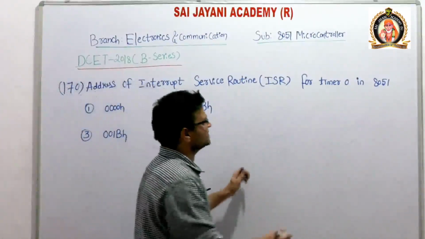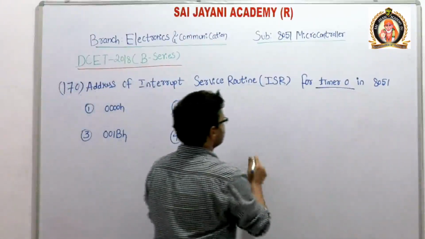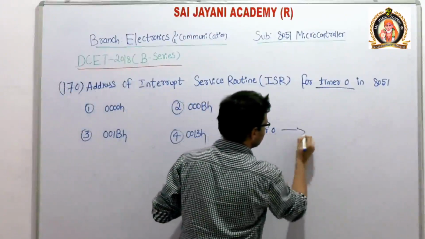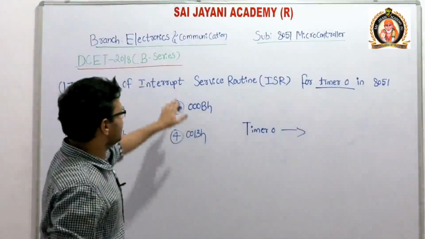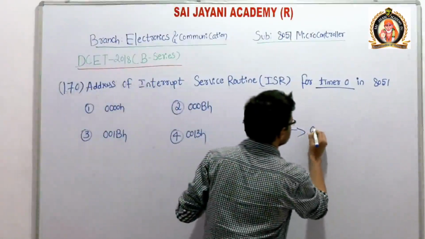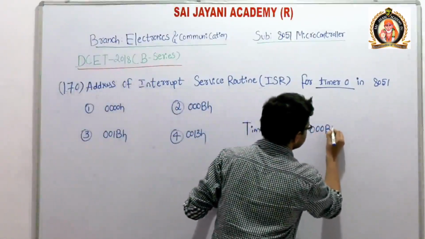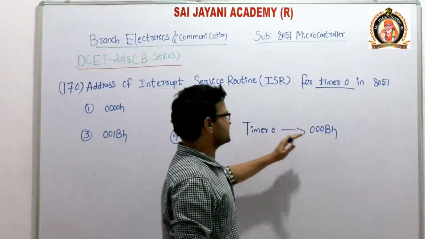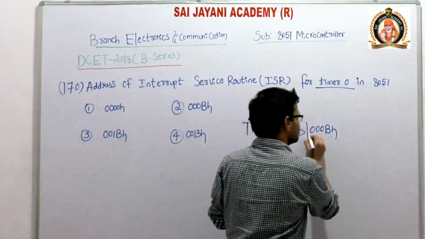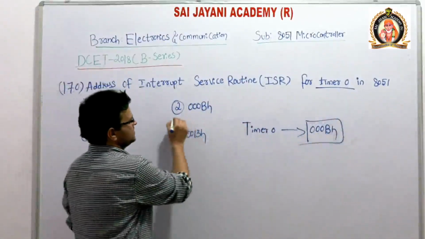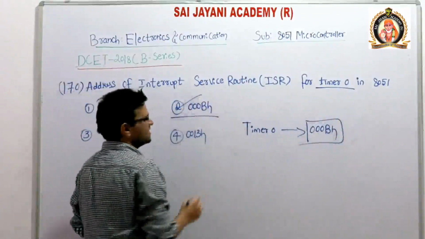Here in the question they have given the timer 0 interrupt. For the timer 0 interrupt, the interrupt service routine is at 000BH. That means the timer 0 interrupt is serviced at the 000BH location. So the second option is the right option.